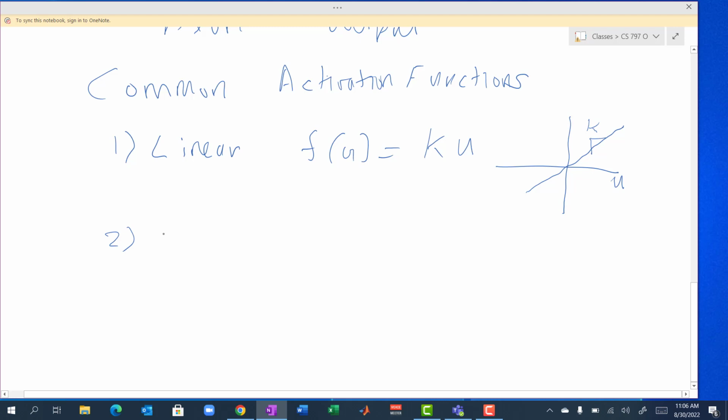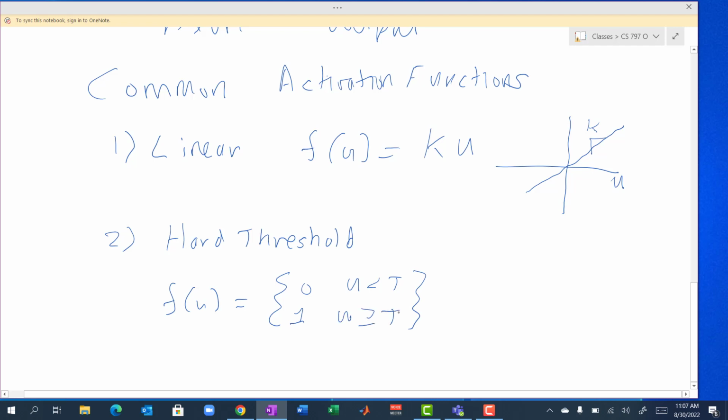Another activation function is called the hard threshold. And its formula looks like this. It's 0 when the input is below some defined threshold. And then once the input gets above the threshold, it outputs a 1. The plot of that looks like this. It's 0 up until you hit that threshold, and then it jumps up to 1.